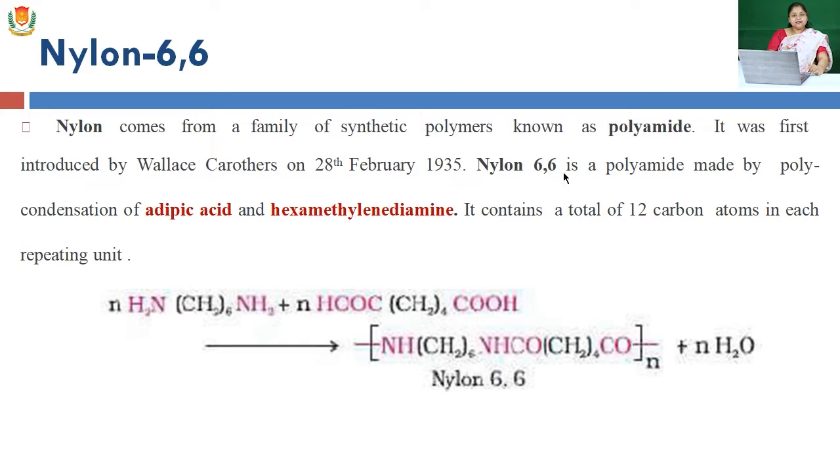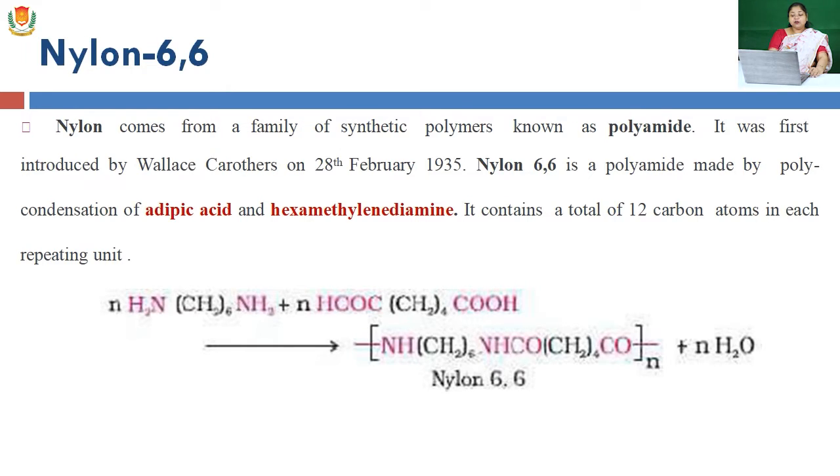Now, the second synthetic polymer is nylon 6,6, which is very common and important. Nylon 6,6 comes from the family of synthetic polymers known as polyamide. It is a polyamide polymer. It was first introduced in 1935.